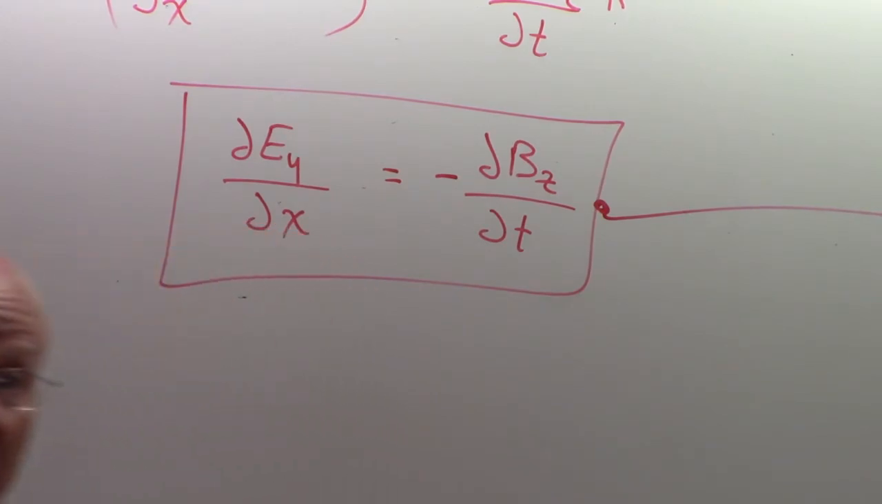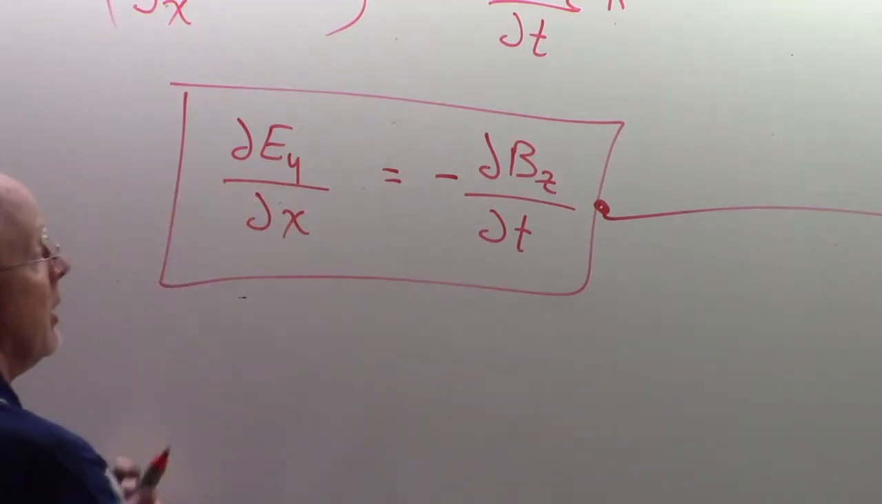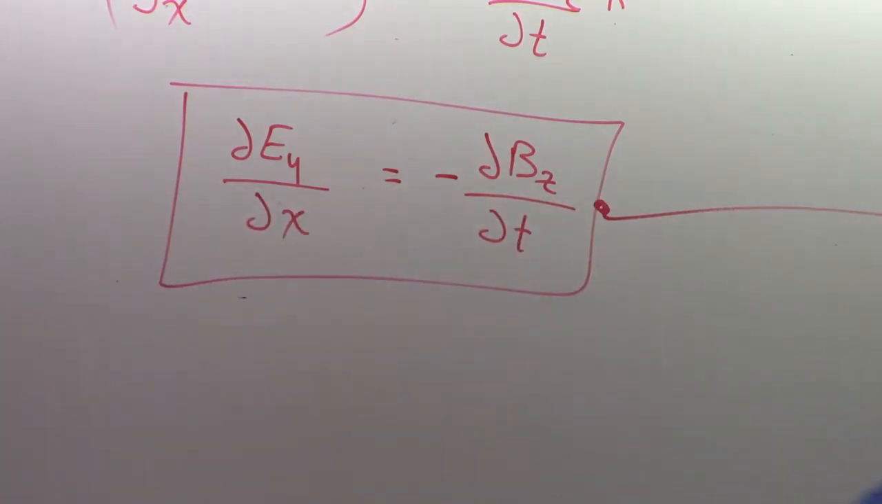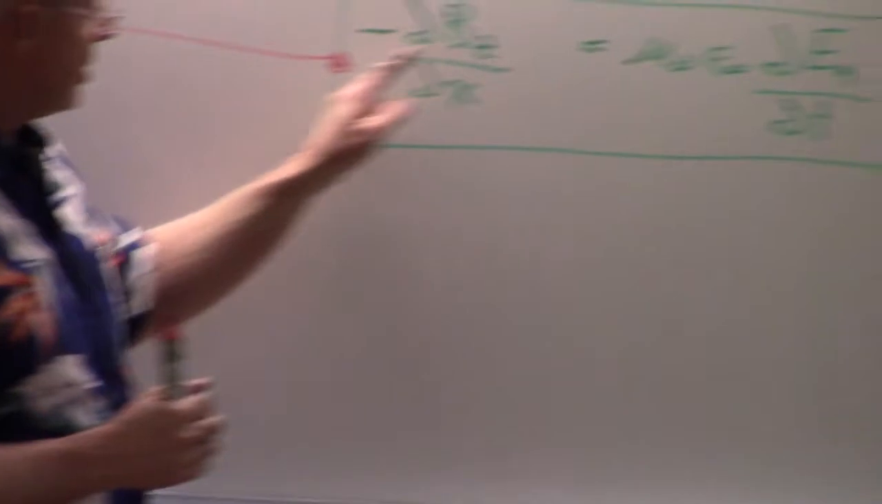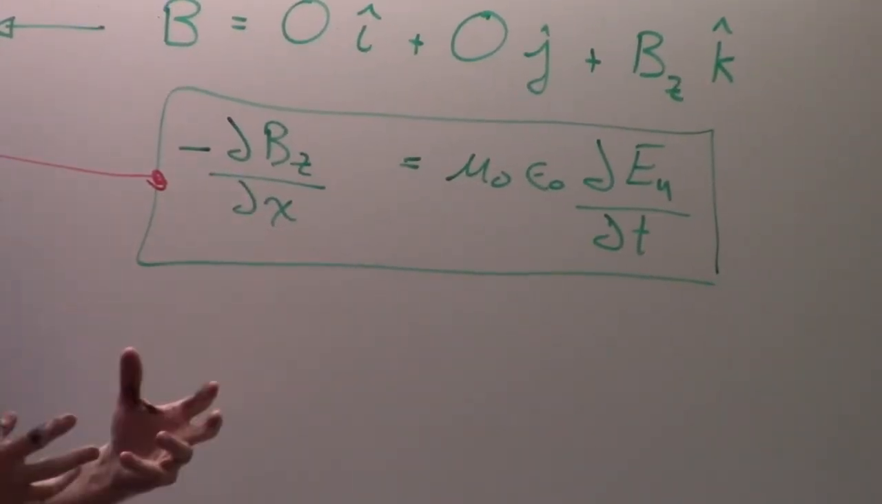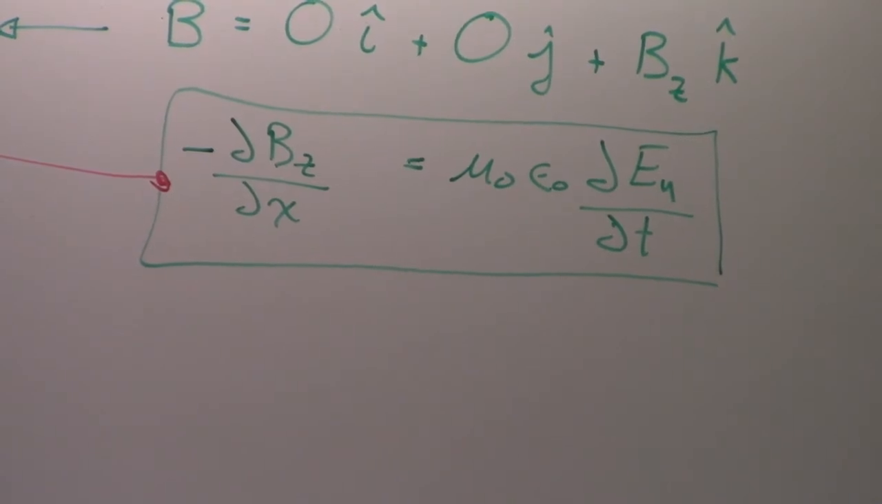But then look at this, look what it is saying. It is saying here that for this to work, the magnetic field has to change with time, but also the magnetic field has to change in the x direction. So it has to change in space. And so these fields are limited to fields that are constantly changing in both space and time.